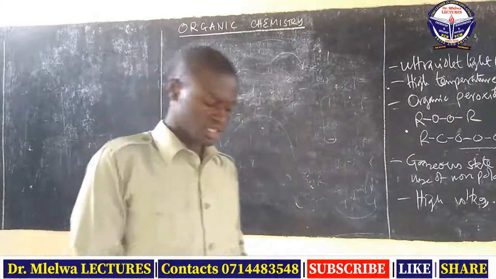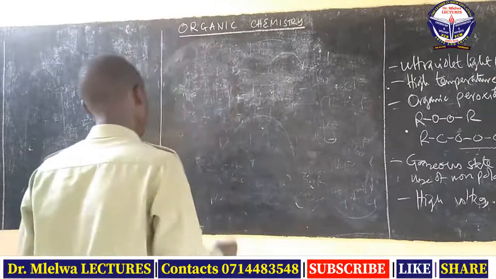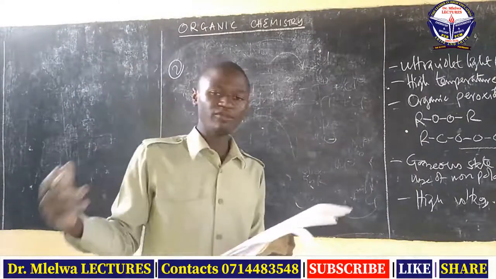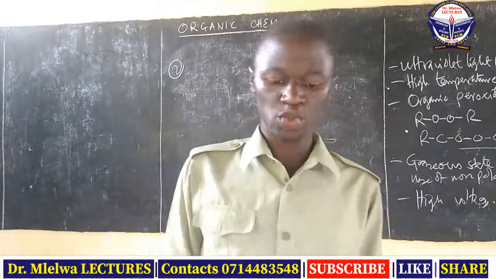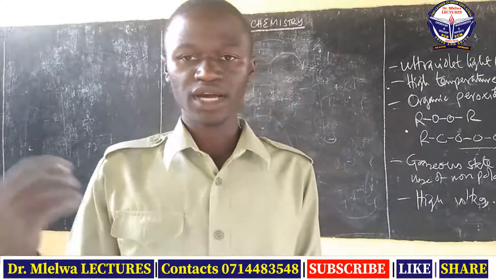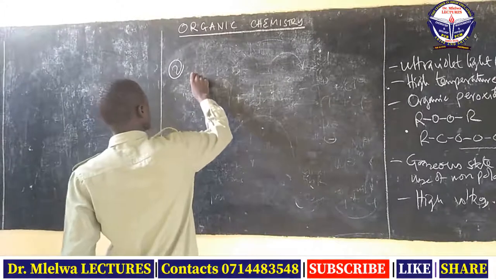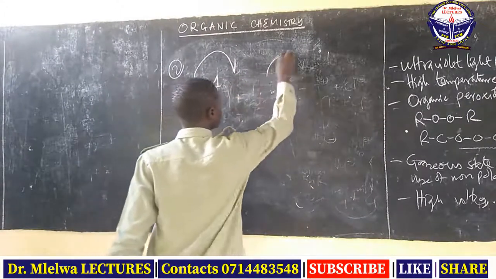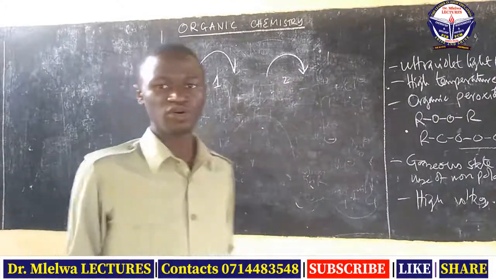Now the second rule explains the same concept, but it just explains about the arrows. The second rule explains that to show the movement of one electron, a half curved arrow is used, and to show the movement of an electron pair, a full curved arrow is used. So this is the movement of one electron, and this is the movement of two electrons. That is principle number two.